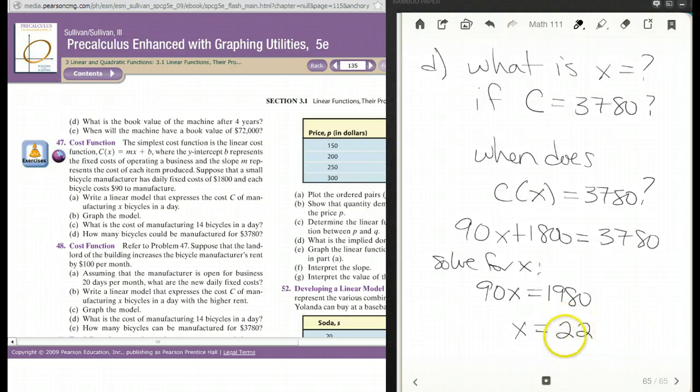But we can't just write a number here. x has a meaning. It's an application. What was x again? x was number of bicycles, so I better write bicycles. So you can make 22 bikes for $3,780. Good to know. All right, in our next video, we'll do 3.2.